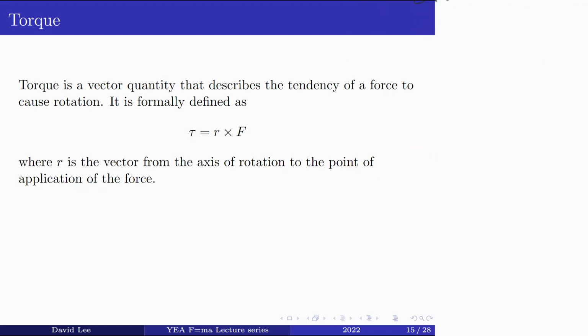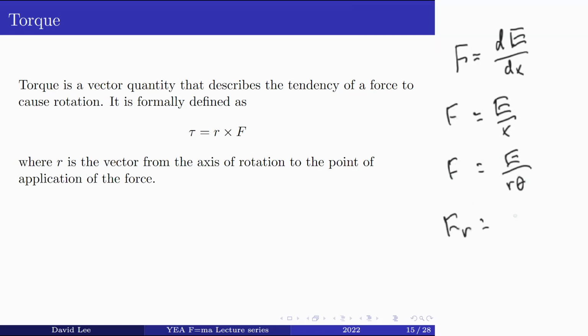So if we want to use energy to motivate this, we had a translational force, dE/dx, or if we don't want to use calculus, just E over x. Well, we see now that x is r theta, right? So this is E over r theta. So if we simplify this, F times R is E over theta. So what we call this now is a torque, tau. And tau is the symbol normally used for torque. Tau is E over theta.